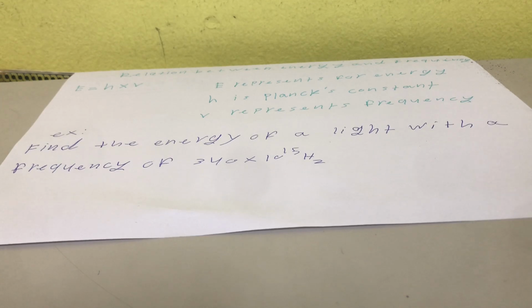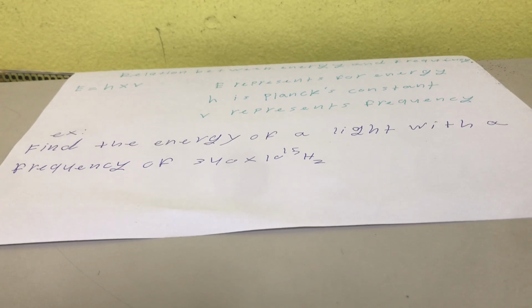Relation between energy and frequency. The formula is E equals H times V, where E represents energy, H is Planck's constant. Now we're going to talk about it. V represents the frequency.